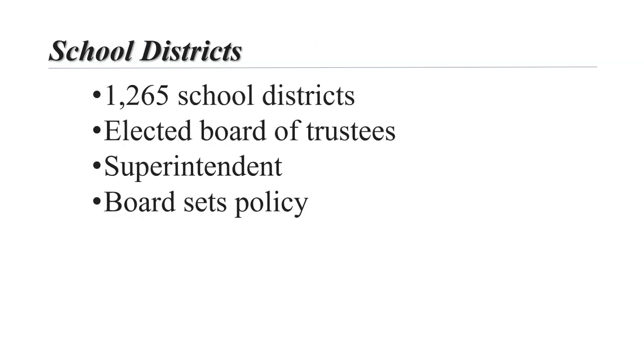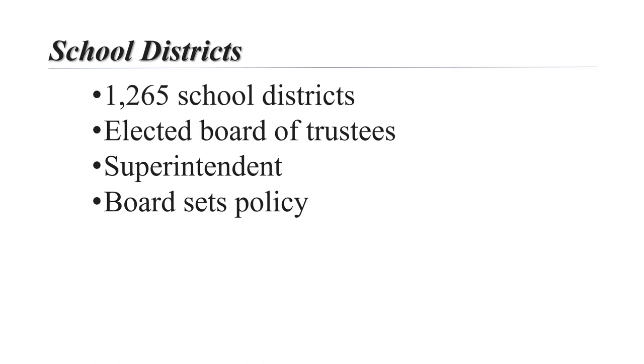Every inch of land in Texas is part of some school district. The textbook states there are over 1,265 of these. Some are big, some are small. Each school district is governed by an elected board of trustees. They could range from 5 to 9 members. Now, the school board employs a superintendent to oversee the operation, and the superintendent sometimes recommends to the trustees.